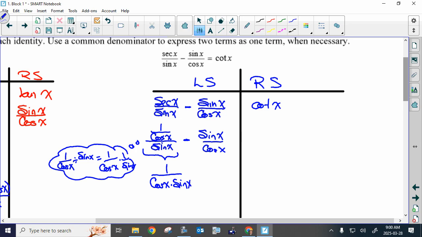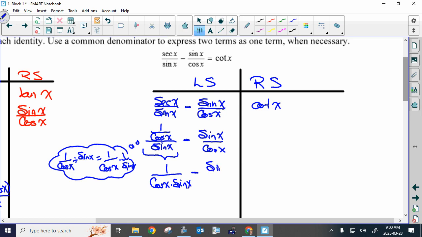Most common mistake, people somehow think that when they're dividing by sine x, it goes to the top here. That's not the way that works. Just connect it to your junior high skills. You guys know how to divide fractions. Just do the division. 1 over cos x divided by sine x becomes multiplying by the reciprocal. Multiply straight across the top, straight across the bottom.